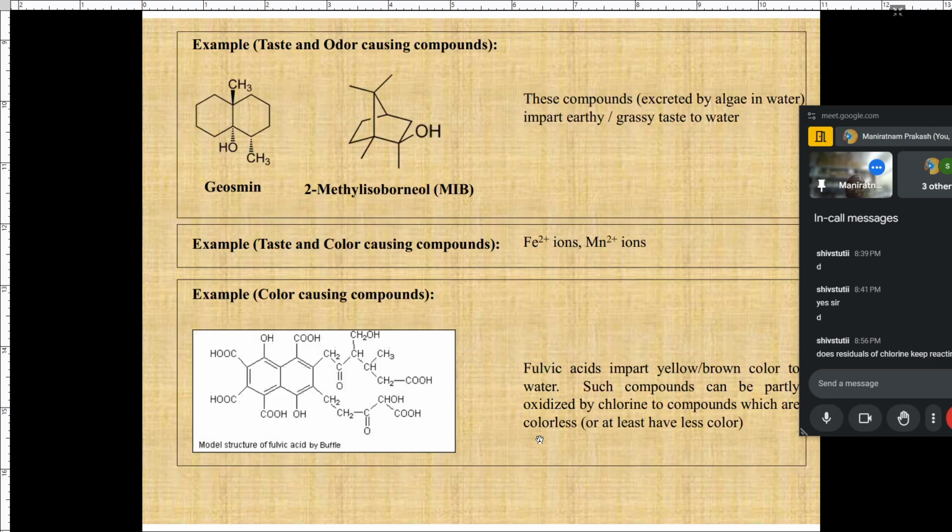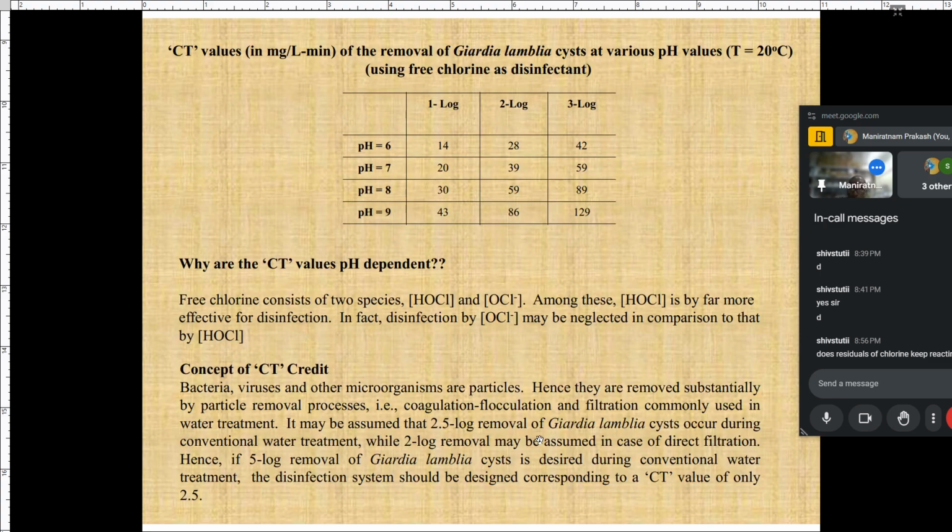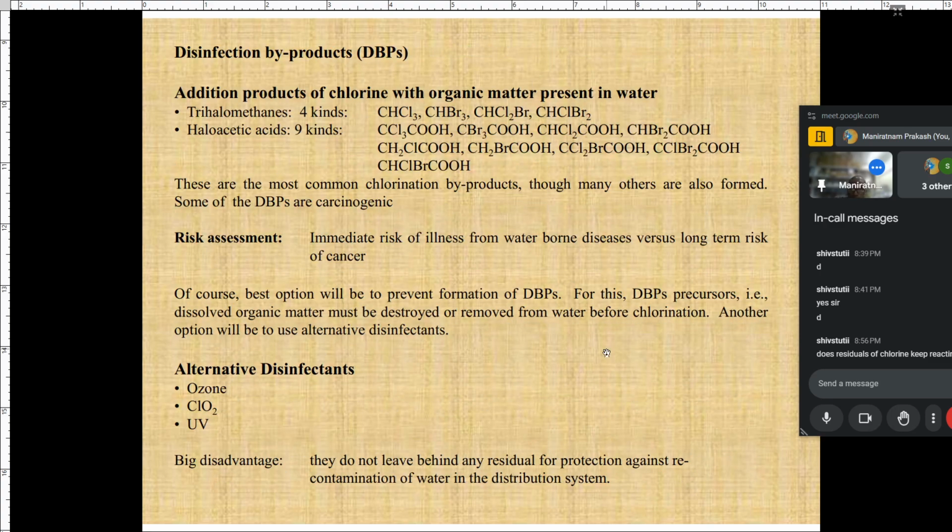The answer to your question is yes. See, the big disadvantage of the use of ozone and UV is that they do not leave behind any residual protection against recontamination of water in the distribution system.